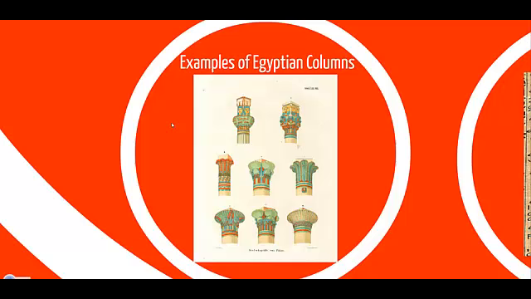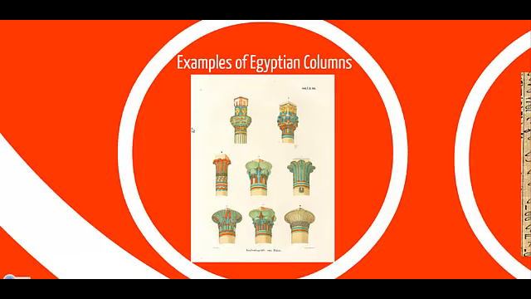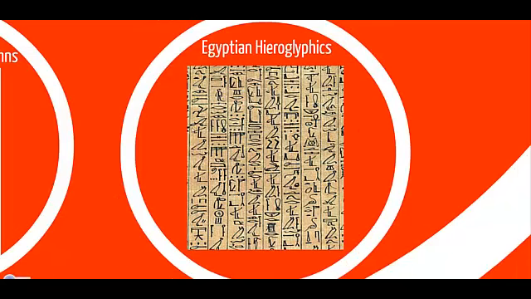Here are some examples of Egyptian columns. For those of you who have studied Greek or Roman history, I'm sure you can see some of the similarities. Here is an example of Egyptian hieroglyphics, language very different than written English.